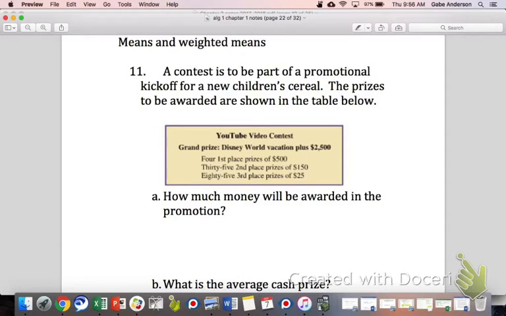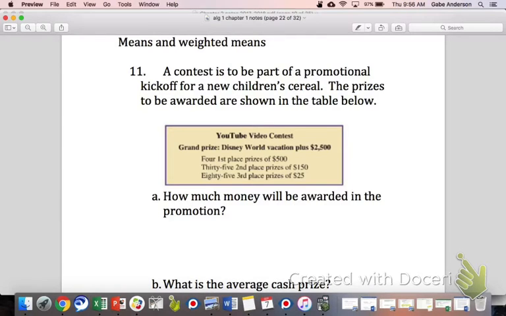So as you know, in this chapter, we're not using our calculators, but these numbers are going to get kind of big. It might be useful to use our calculators at some point in here, but let's at least set this up by hand. First question says, how much money will be awarded in the promotion? And I want to do something wrong, and I want you to see what it is that I'm doing wrong. I want you to be able to explain it.